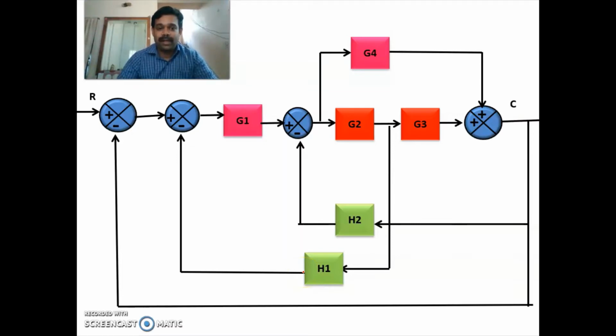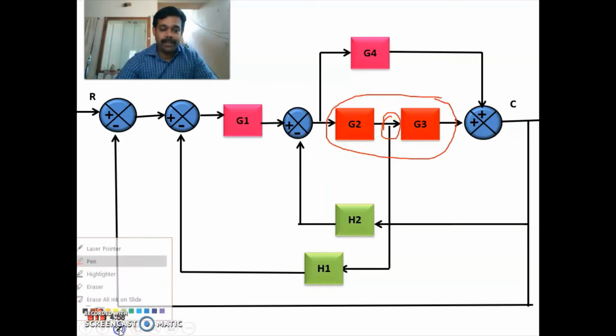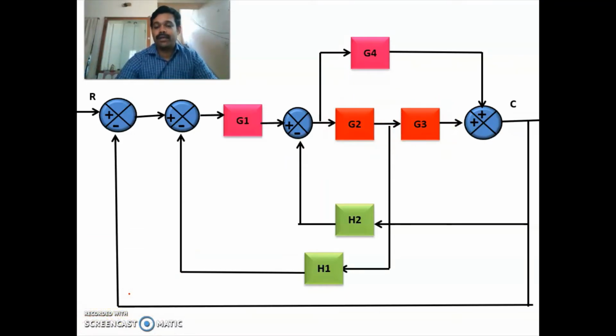So we can apply two rules. The first possibility is that these two blocks are in cascade. Another possibility is combining the parallel blocks. But directly we can't apply this rule, because there is a branch point at this point. So we have to modify this figure. What we are going to do is move this branch point from here to here.